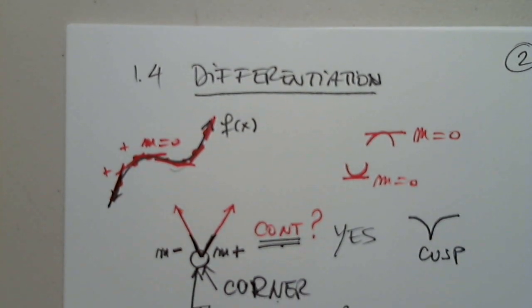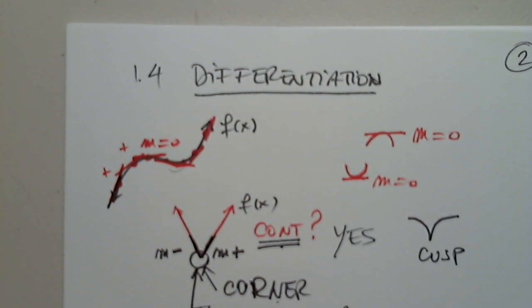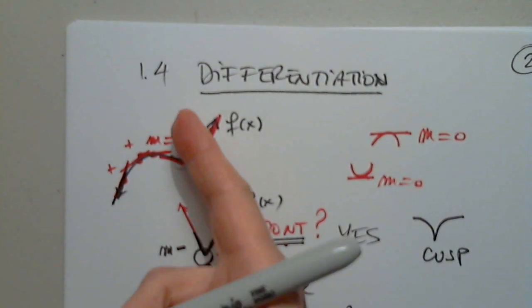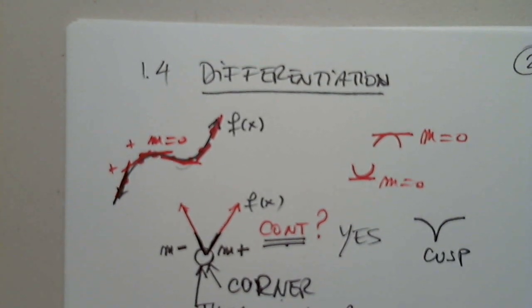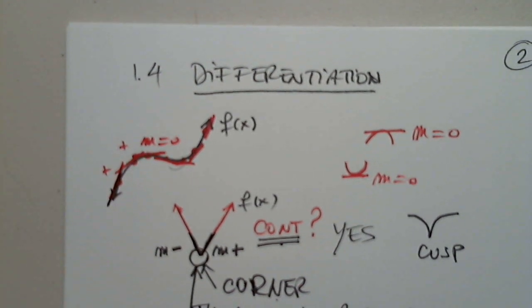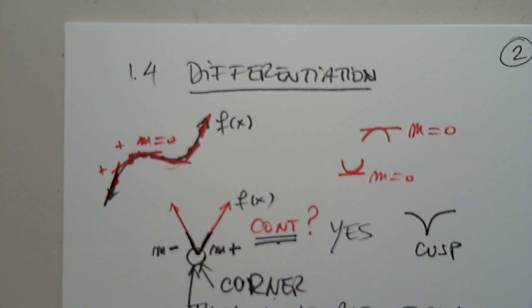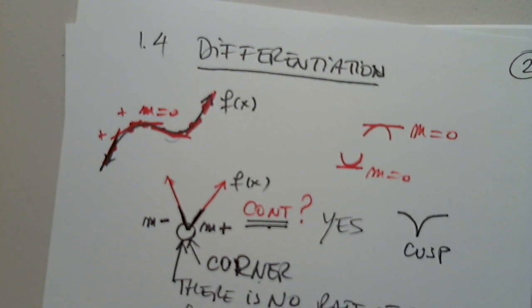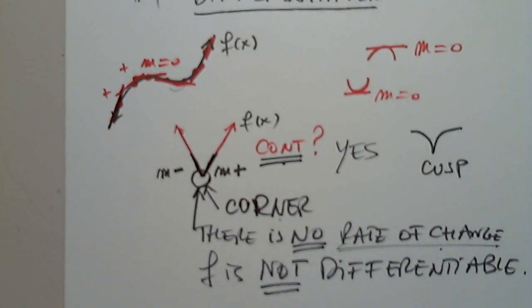If there is no rate of change, we will say that f of x is not differentiable. It doesn't have a rate of change. It has two, and that's not good. We need one rate of change. So the function is not differentiable. Okay. The same situation here with the cusp.